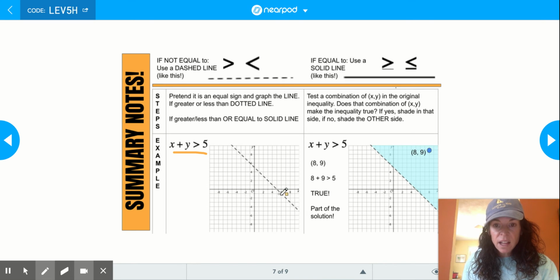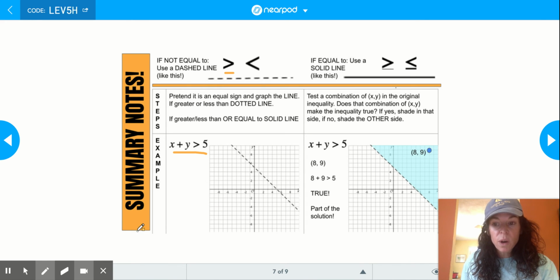When I graph that line, if there is no equal sign, then it's going to be a dashed line because we do not want to include points that are on the line. So we're going to say dashed line. Do not include the points on the line in our solution set. We don't want them to be equal to 5, equal to the line. So our first step is to graph the line.